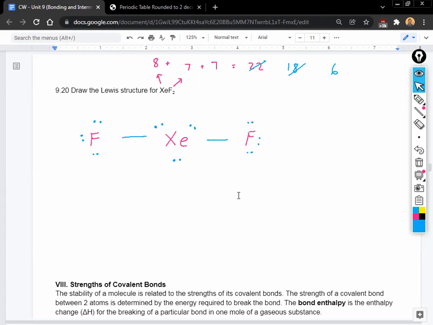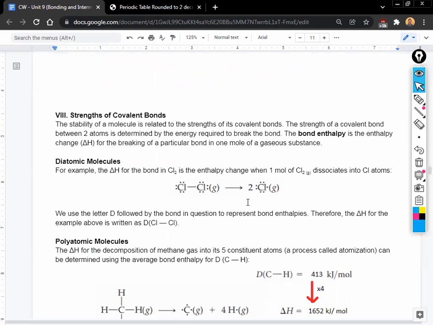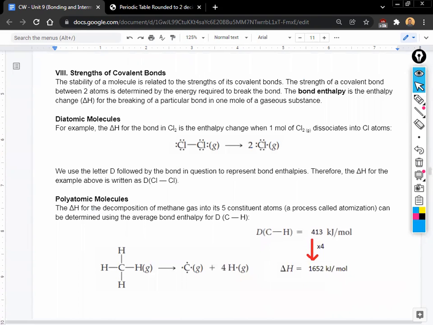All righty. Let's move on to the next section. Now we're going to talk about how strong these covalent bonds are. We touched on this earlier about single, double, and triple bonds, how triples are the strongest because there's the most electrons shared, doubles are a little bit weaker, and then singles are the weakest covalent bonds.